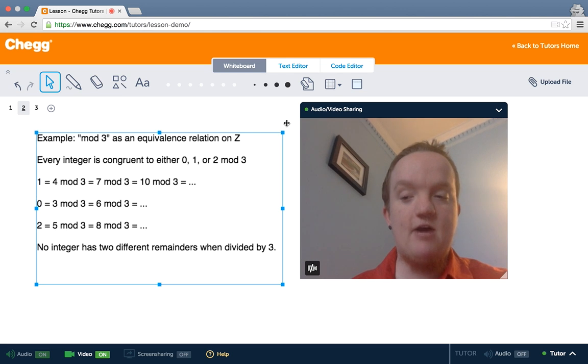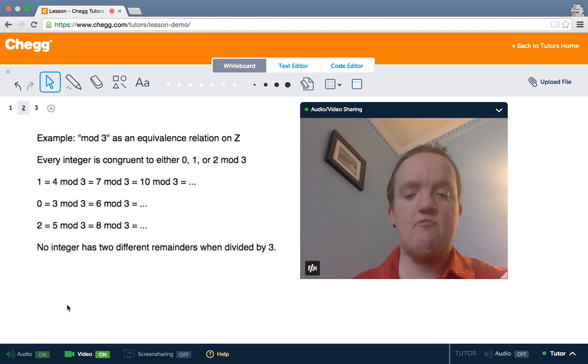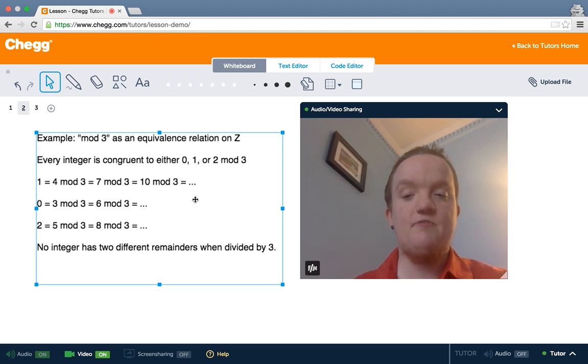If we were to write this out, you could say that 1 is equal to 4 mod 3. If you add 3, that's equal to 7 mod 3, which is equal to 10 mod 3, etc. Any multiple of 3 is going to be 0 mod 3. Anything that's 2 plus a multiple of 3 is going to be 2 modulo 3. We also notice that no integer has two different remainders when divided by 3. In other words, every integer is going to be exclusively either 0, 1, or 2 mod 3.